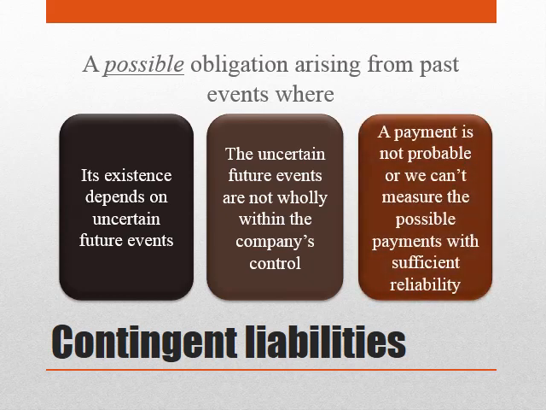Our last point is that a payment is either not probable, so by not probable we would mean that it is not more likely than not to occur, or we just can't measure the possible payments with sufficient reliability.